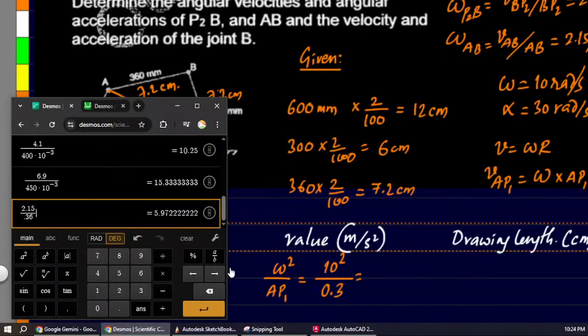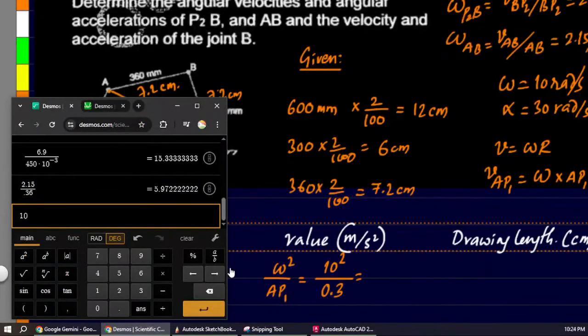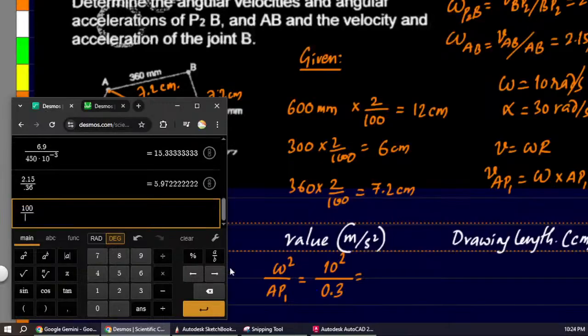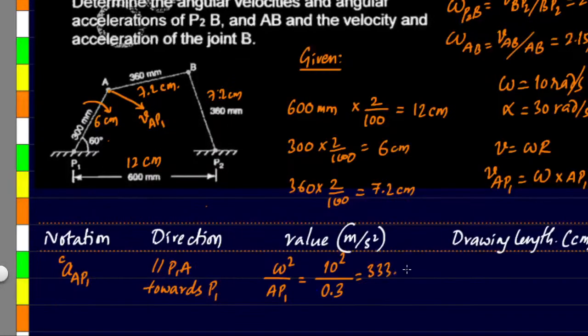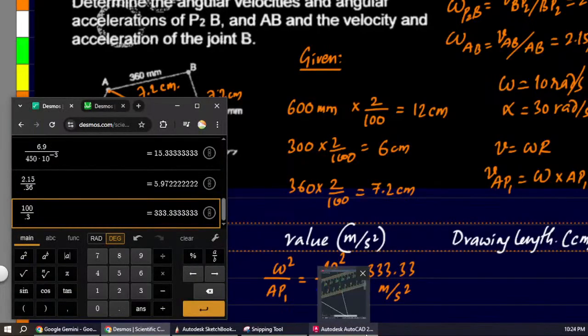So let's quickly find it out. So 100 divided by 0.3. Oh, that gives us a very big value, 333.33. So this is in meters per second square. Oh, very high amount of acceleration.